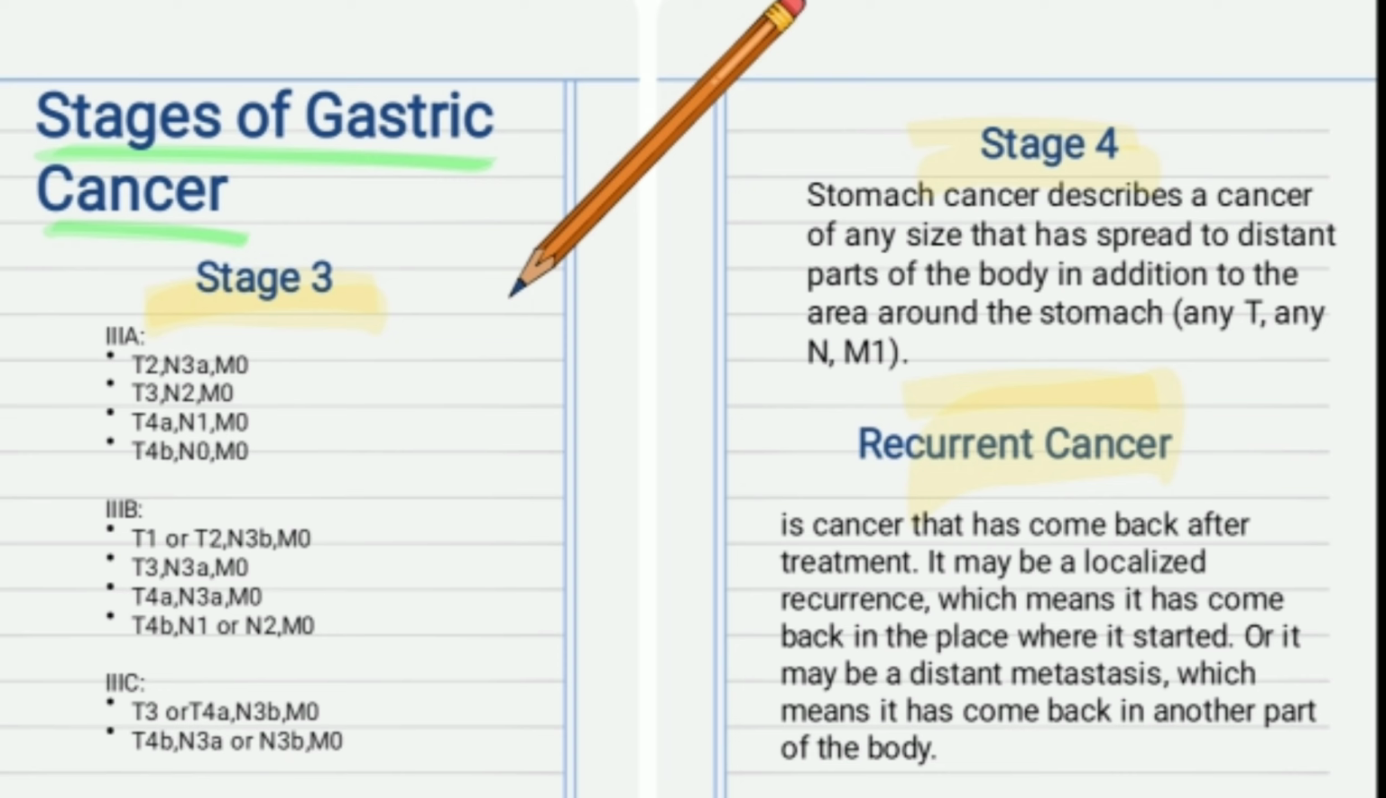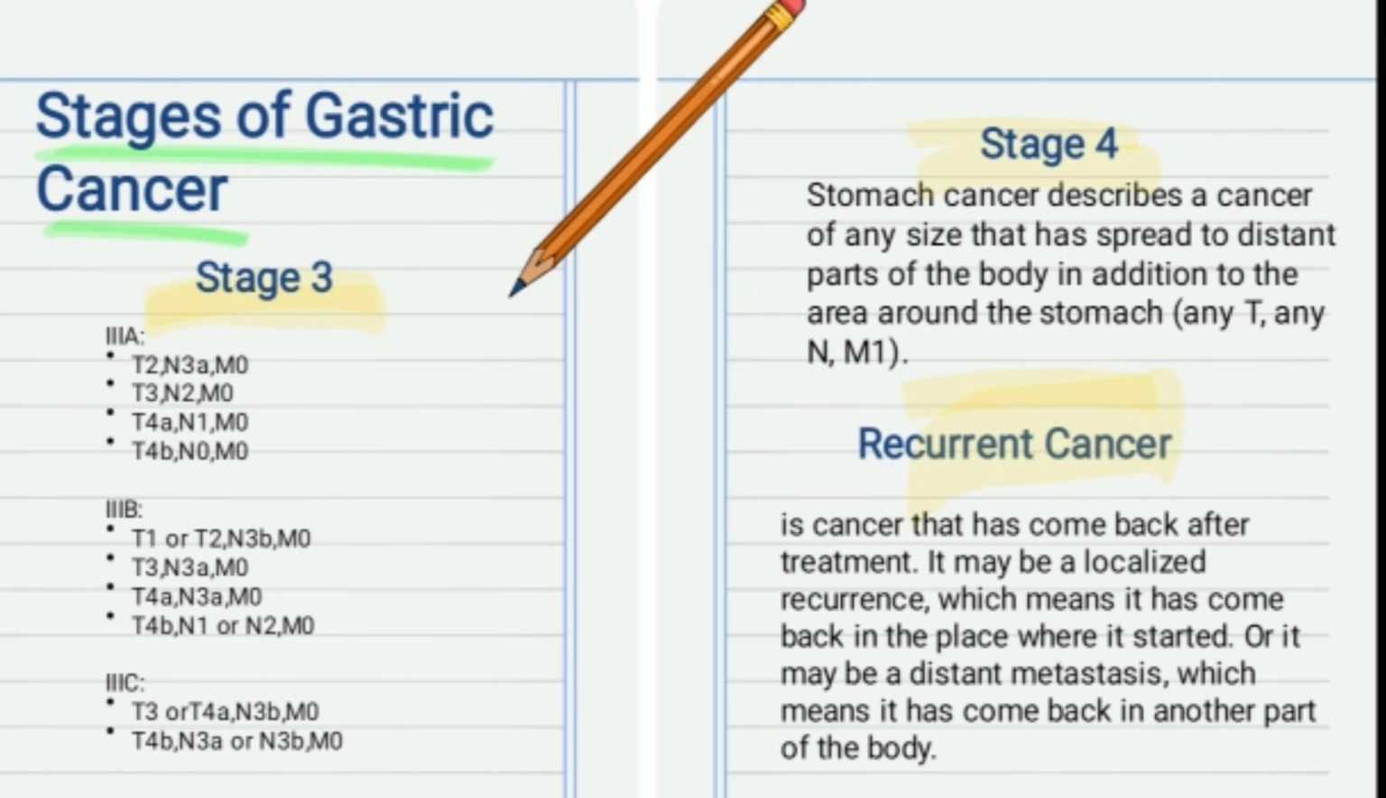Stomach cancer is called stage 3B for any of these conditions. So first is the T1 or T2 and N3B M0, meaning the cancer has grown into the inner layer of the wall of the stomach or the outer muscular layers of the stomach wall, and it has spread to 16 or more lymph nodes but not to distant parts of the body.